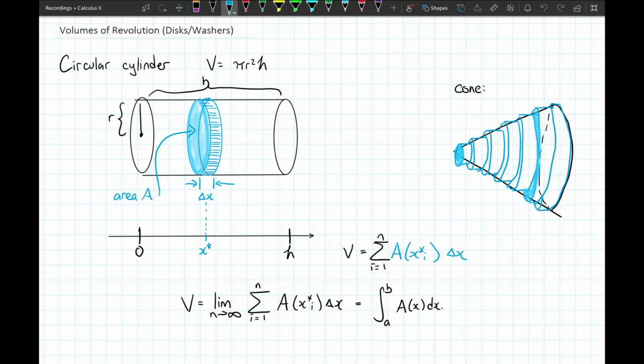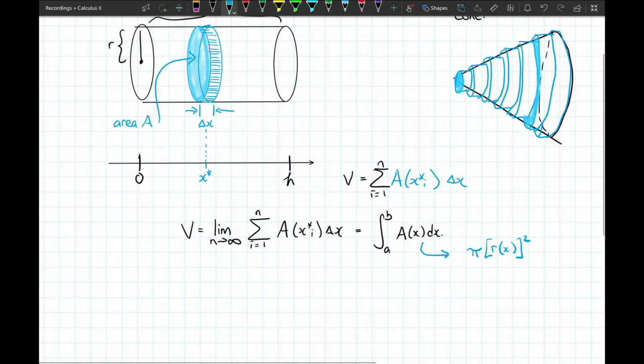And this cross-sectional area function, A of x, is simply pi times the radius at each x star squared. So really, in order to calculate volumes of revolution, we need to be able to find some way to determine the radius as a function of x. And then we can simply have this volume formula: pi times the definite integral of r of x squared from x equals a to b.